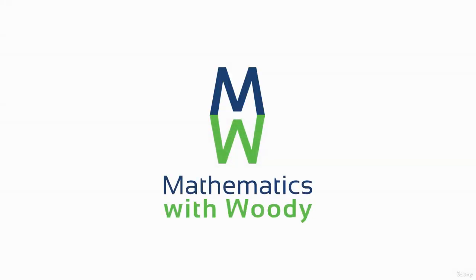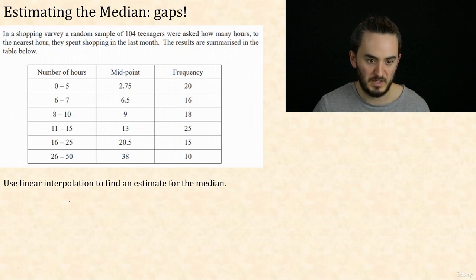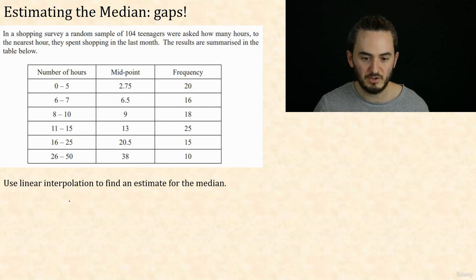In this video, we're going to look at a slightly more awkward case of using linear interpolation to estimate the median. Have a look at this. In this example, here's the question. In a shopping survey, a random sample of 140 teenagers were asked how many hours, to the nearest hour, they spent shopping in the last month. The results are summarized in the table below.